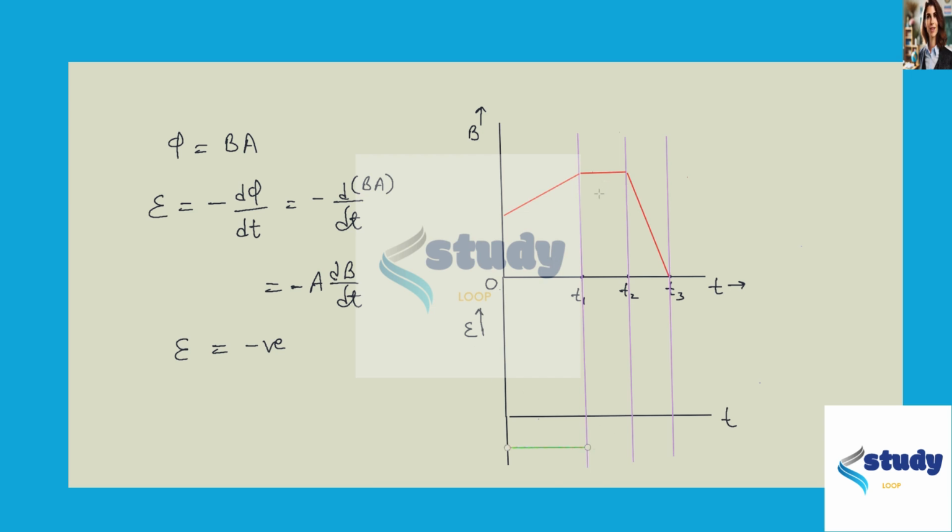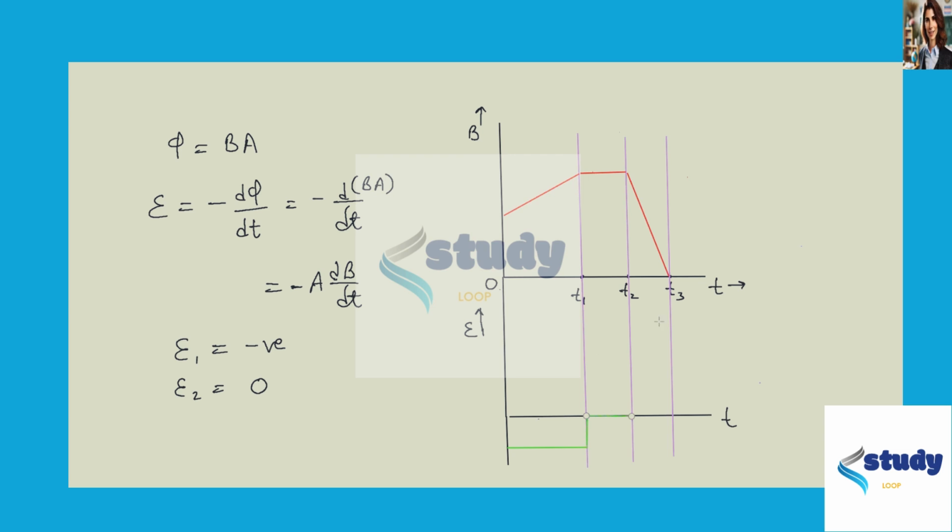Now, during the time duration from t1 to t2, as the magnetic field becomes constant, the flux will become constant, meaning dB by dt, the rate of change of magnetic field, is zero, meaning the slope is zero. So now in the duration from t1 to t2, EMF will be 0. No EMF will be induced as the magnetic field is constant, and the differentiation of a constant comes out to be 0. So the EMF induced will be 0 from t1 to t2.